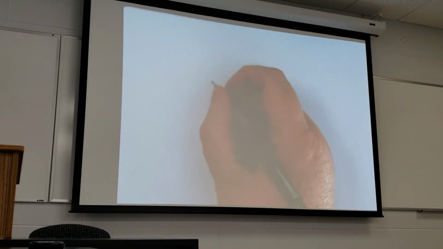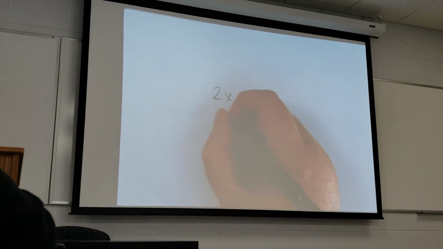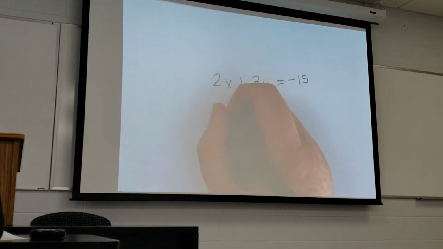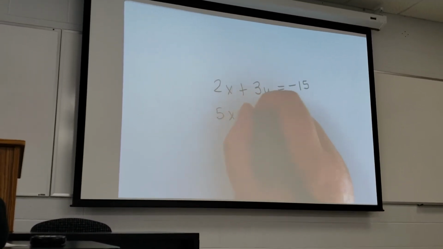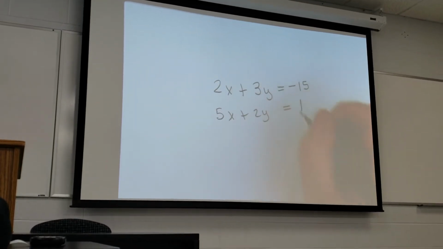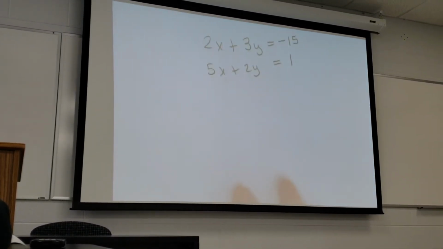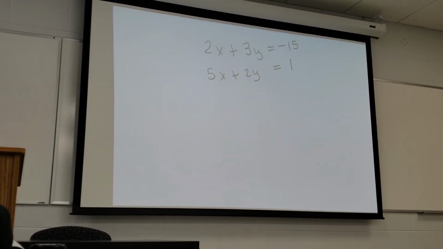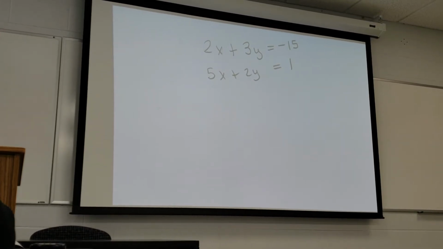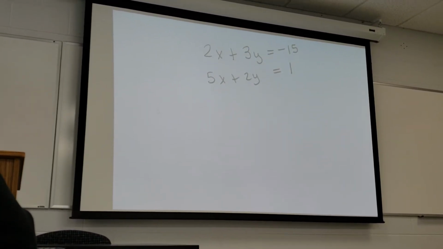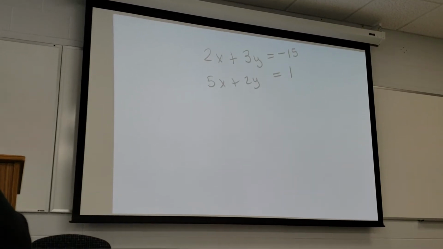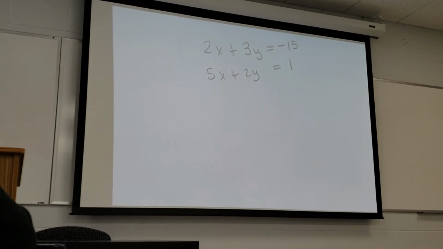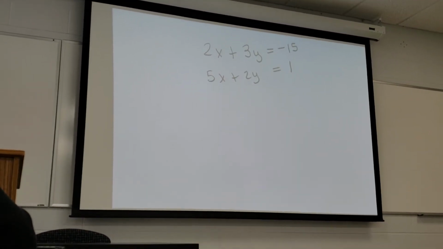So I'm going to do my y's. I have 3y and I have 2y. 5x plus 2y equals 1. Now they're the same sign, that's fine, but I need to eliminate one of them. Can you tell me a number that 3 and 2 divide into evenly? And I want the lowest number. What's 3 times 2? 6. So I'm going to have a positive 6 and a negative 6. It doesn't matter which one's positive and which one's negative.